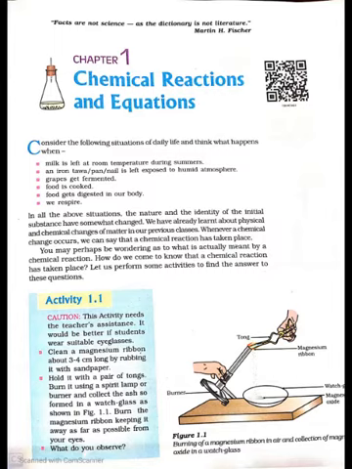Question number 3. What happens when dilute hydrochloric acid is added to iron filings? Take the correct answer. Option A. Hydrogen gas and iron chloride are produced. Option B. Chlorine gas and hydroxides are produced. C. No reaction takes place. D. Iron salt and water are produced. Question 4. What is a balanced chemical equation? Why should a chemical equation be balanced?